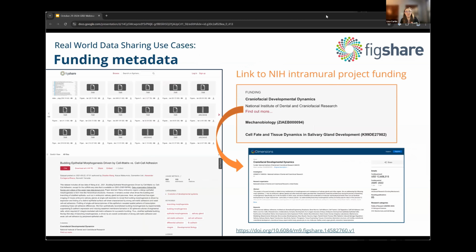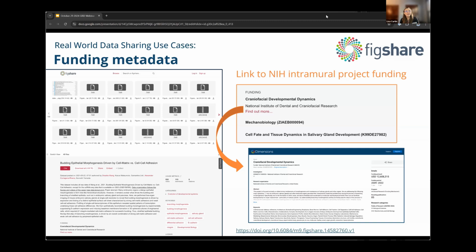It's important to include your funding information with your data sets when you publish them, because that helps the NIH with tracking data sharing compliance and making sure that the parameters of your grant are met. So for us at Figshare, our funding metadata links to the Dimensions research database, which includes a lot of details about grants that creates that much richer metadata for you automatically.